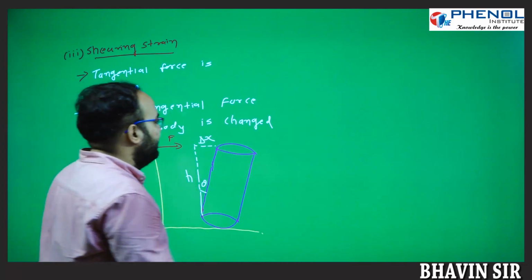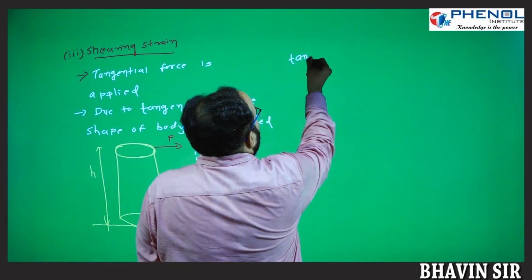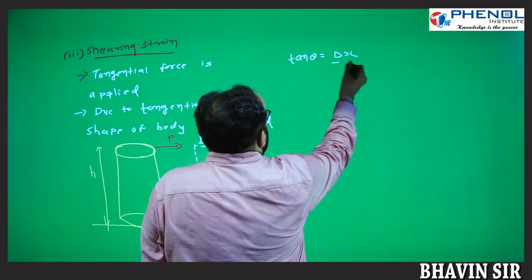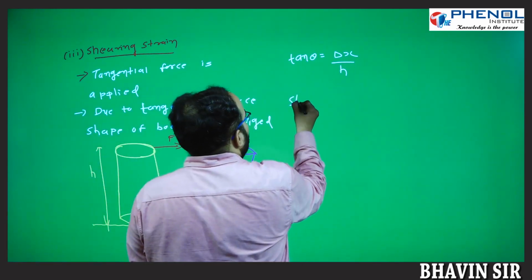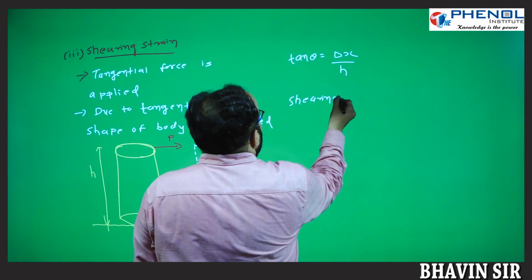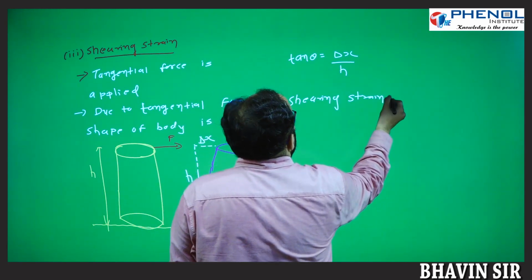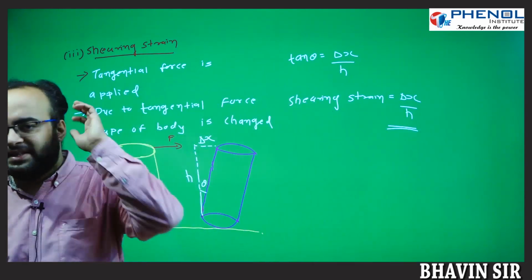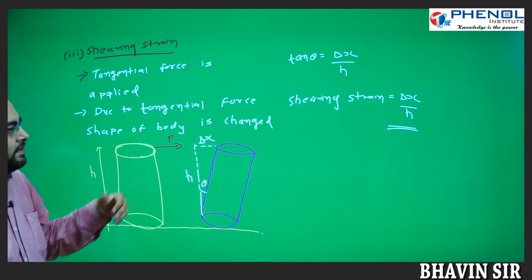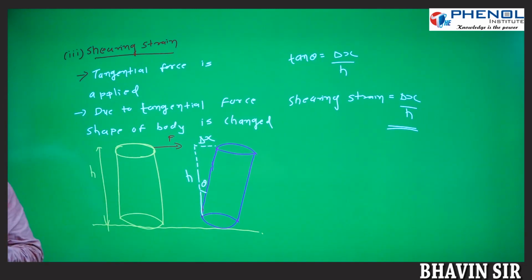So if we take tan theta, then delta x by h is known as shearing strain. Shearing strain means what? Delta x by h. Delta x is the displacement and h is the original height. So what is the formula for shearing strain? Delta x by h. Again there is no unit because meters cancel.